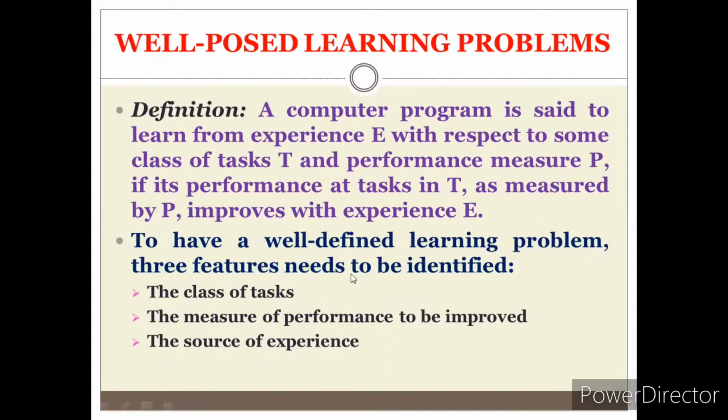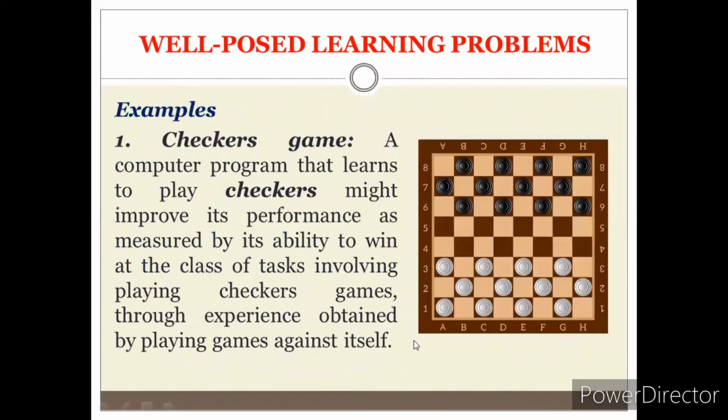So well-defined learning problems have these three important features that have to be given to machine learning: the class of tasks, the measure of performance to be improved, and the source of experience. Here we have taken a simple example of the checkers game. This is a simple board of a checkers game, similar to chess, where we have coins of different colors depending upon the design. One is white, another one is black. And the task, ultimately, is to win the game.